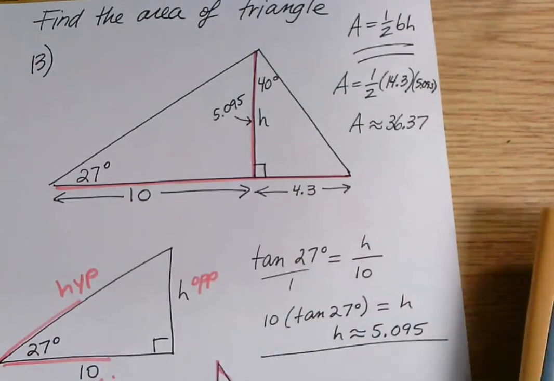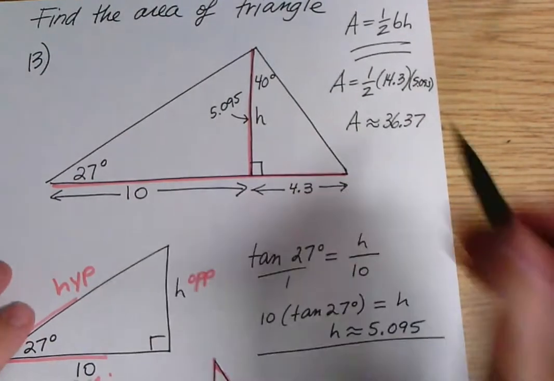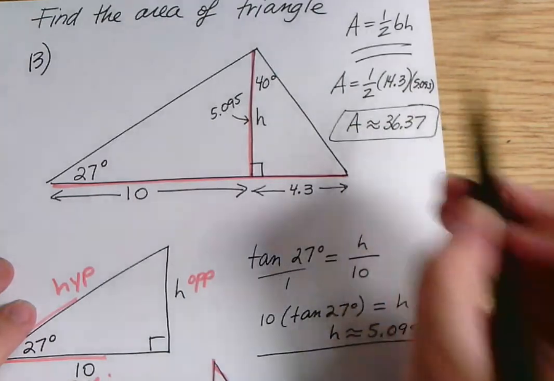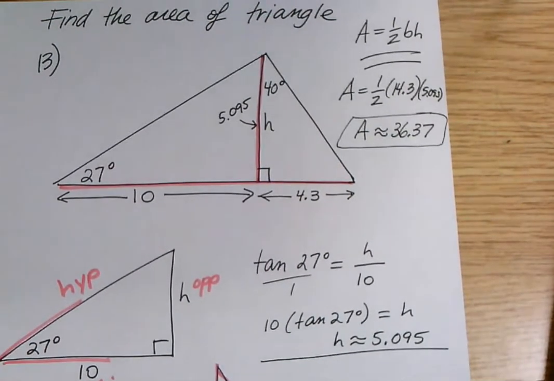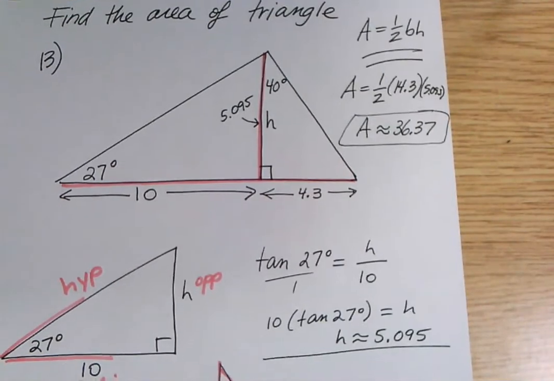Now, what did it say in terms of rounding? I don't recall. If it was asking you to round to the nearest tenth, I would get 36.4. All right, that's number 13. Let's do another one that's pretty much just like it.